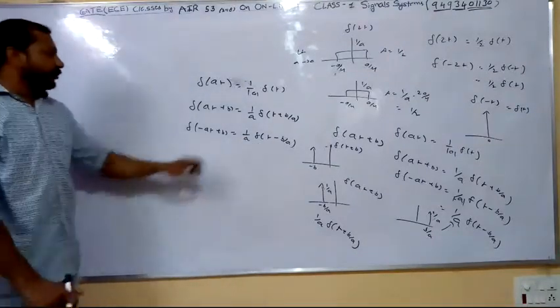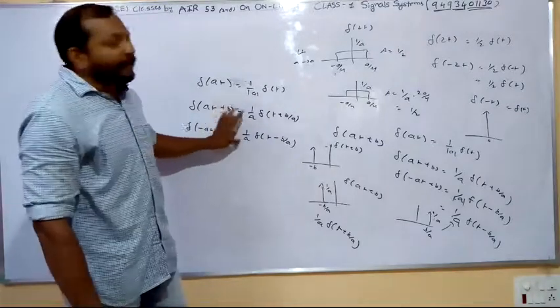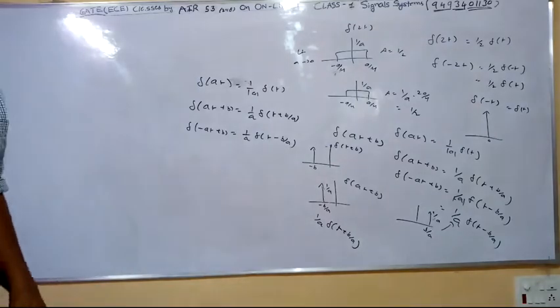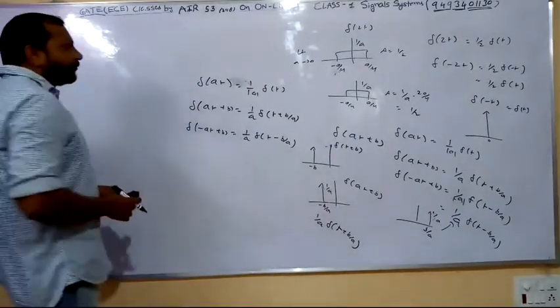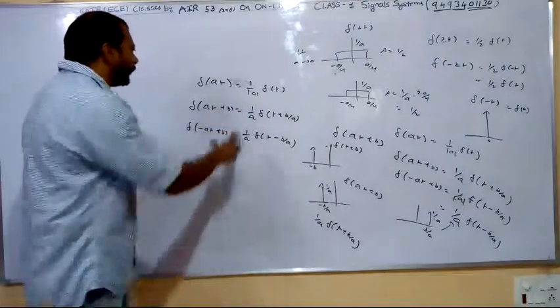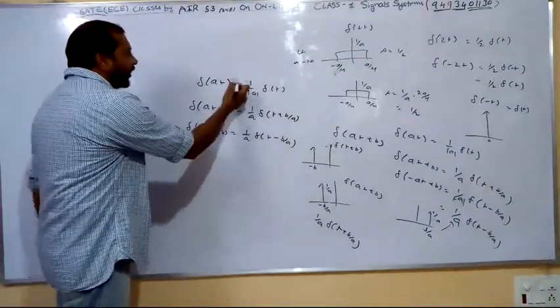Be careful, this is not an amplitude. This is the strength of the impulse. Again and again I am saying to you, this is not an amplitude. Shifting or scaling does not affect the amplitude of any signal. Here it looks like an amplitude, but it is not. This is the strength of the impulse, the area of the rectangular pulse.